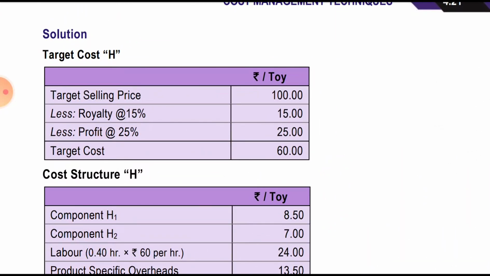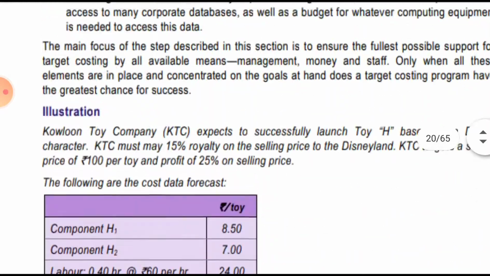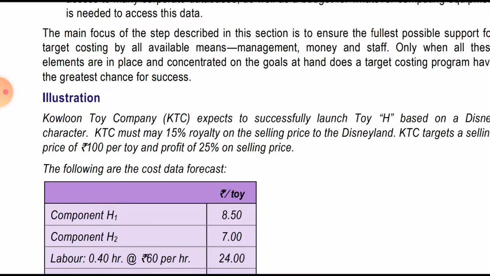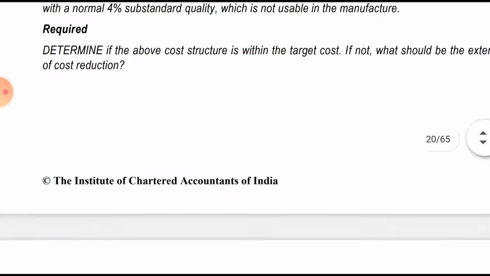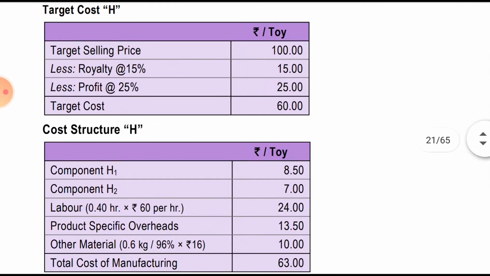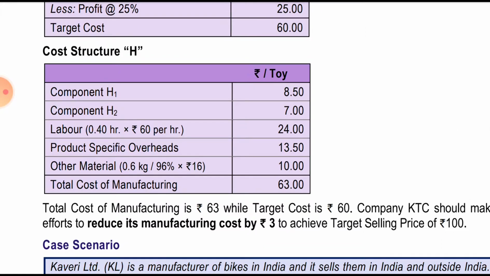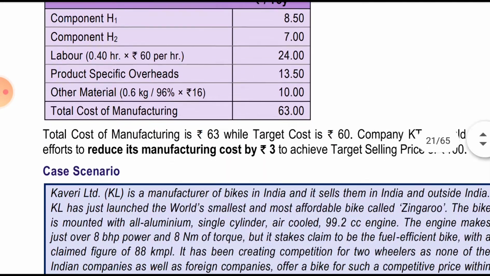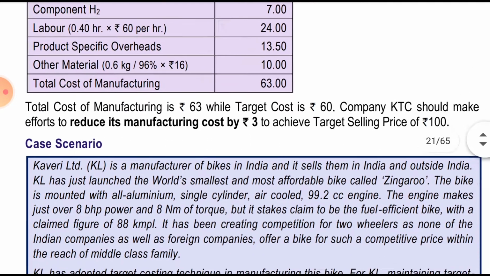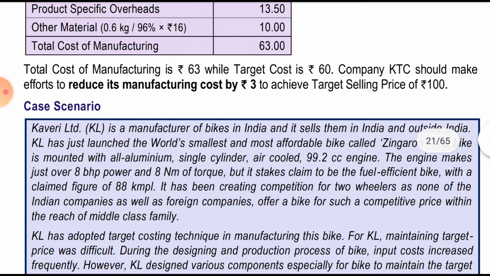Target cost: 100 minus 25, as I said, royalty. So it is actually royalty over here. They haven't given the question properly. 15% royalty was given actually. Then profit 25%. So we get the target cost. Then 8.5, 7, 24, 13.5. This we had calculated, 0.6 divided by 96% into 16, 10. So the cost amounts to 63. While the target cost is 60, the company KTC should reduce the manufacturing cost by 3 to achieve the target selling price of 100.